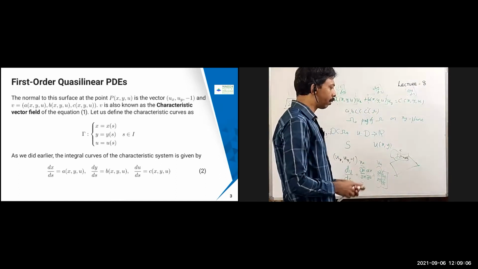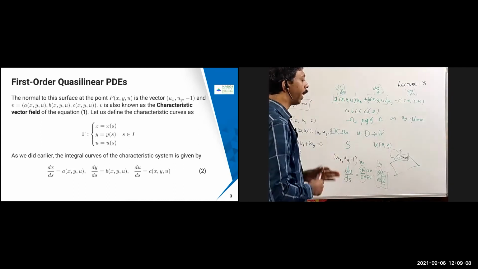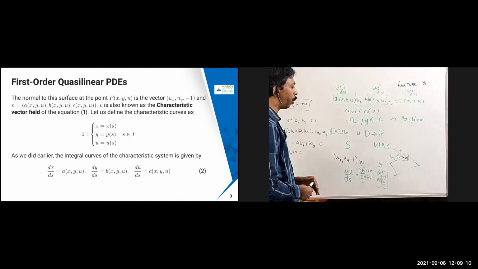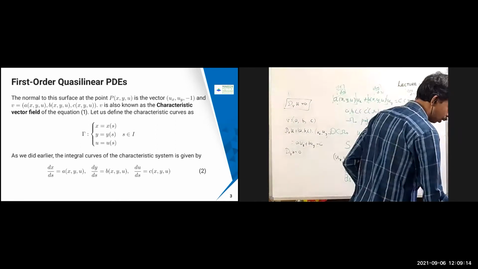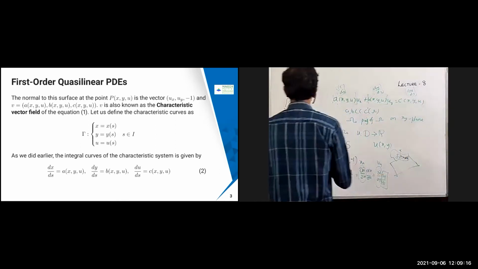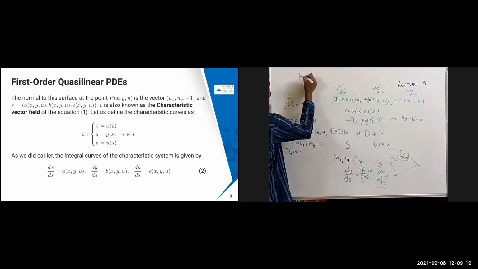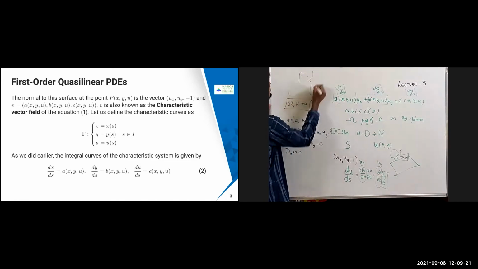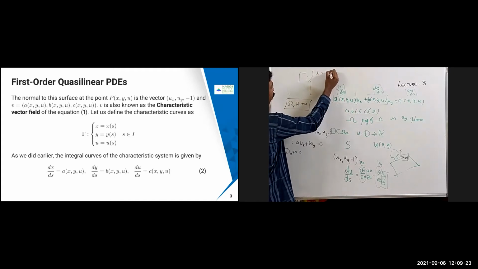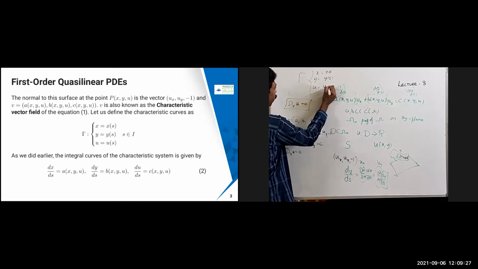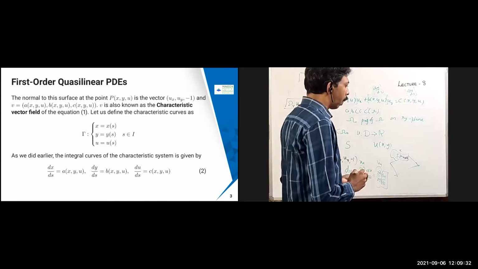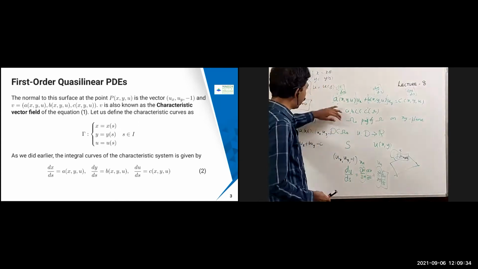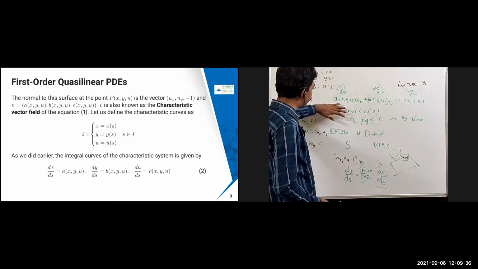So what I am going to do is find a characteristic curve which is going to satisfy this characteristic system. Suppose we have a characteristic curve, which I denote as gamma. Gamma is nothing but x equal to x of s, y equal to y of s, u equal to u of s. This I have as a characteristic curve. Suppose it is defined.